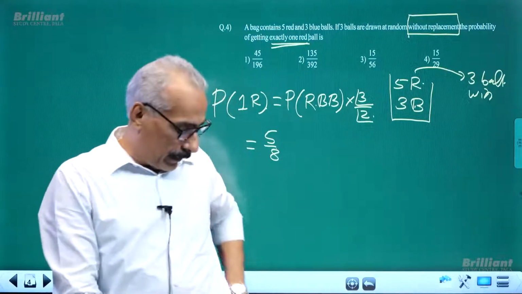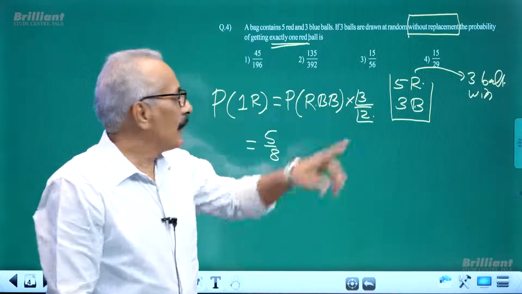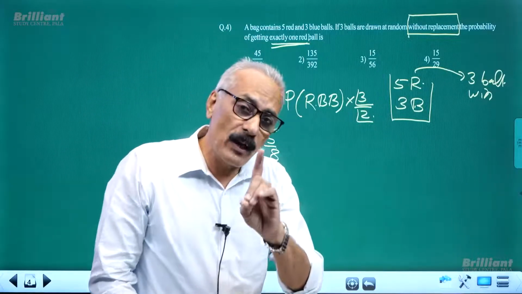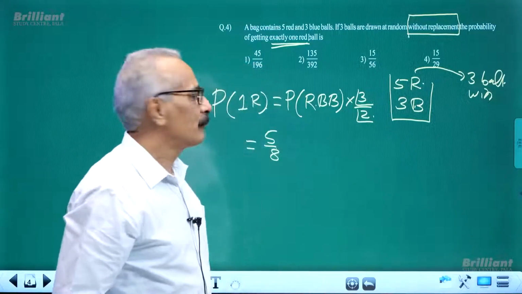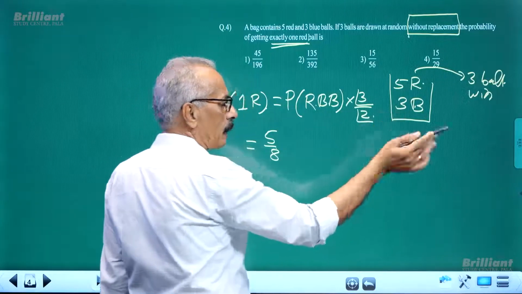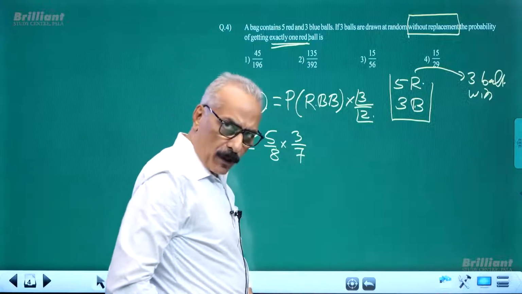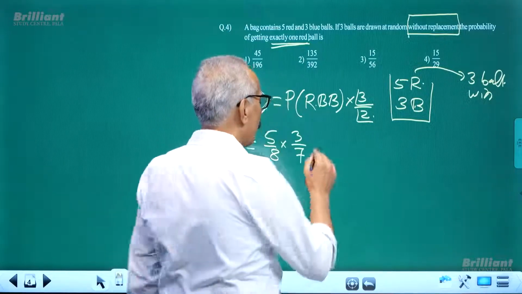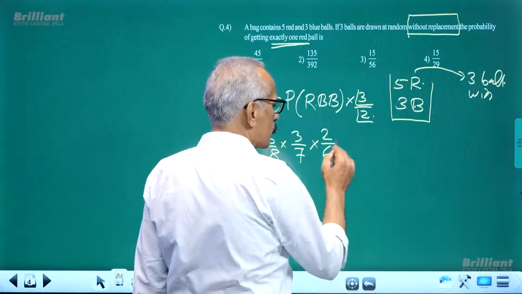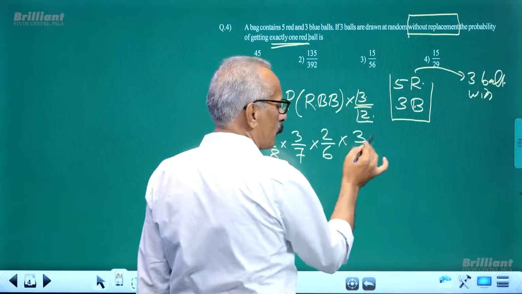So 1 ball I kept in my pocket. Now the bag contains the rest, 7 balls. Now I want a blue, into 3 divided by 7. That is also kept in our pocket. Then again blue, that is 2 divided by 6. Into this, 3 factorial by 2 factorial.